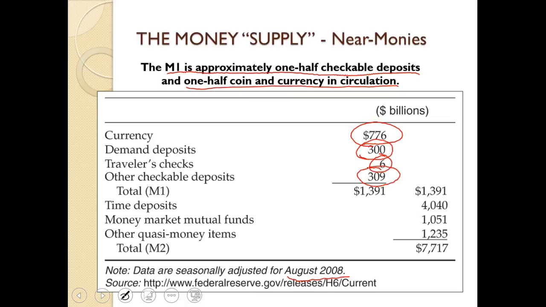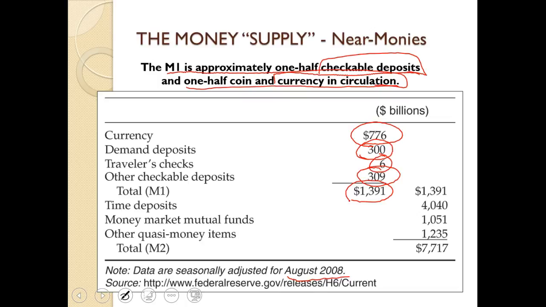So approximately half of the M1 money supply was in these checkable deposits. The other half was in currency. And that totaled approximately 1,391 billion, or right at 1.4 trillion dollars.